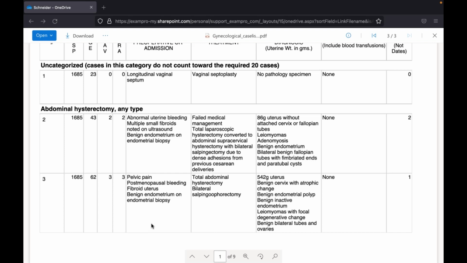Generally, my preference is to do the LAVHs for pretty much all of the patients, and that's because it gives me access to both the abdomen and the vagina, and it gives me the ability to close from the vagina, which is my preferred route of closure and my most practiced route of closure.